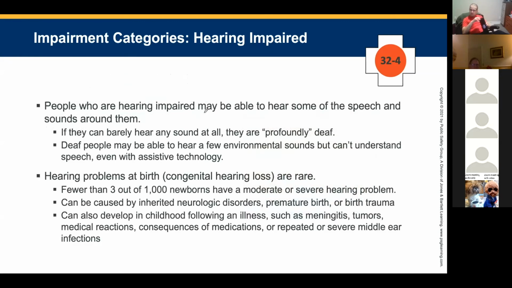People who are hearing impaired may be able to hear some part of speech and sounds around them. If they can barely hear any sounds at all, they are considered to be profoundly deaf. Deaf people may be able to hear a few environmental sounds, but can't understand speech, even with assistive technology. When we talk about assistive technology, what are we referencing?